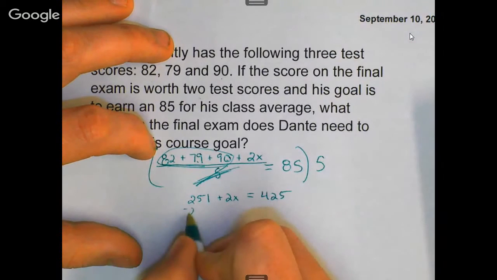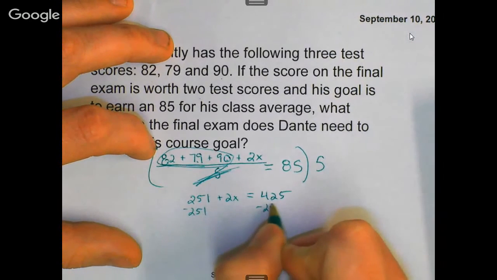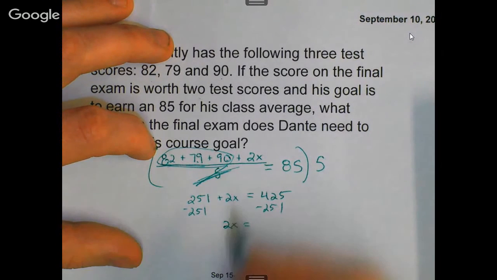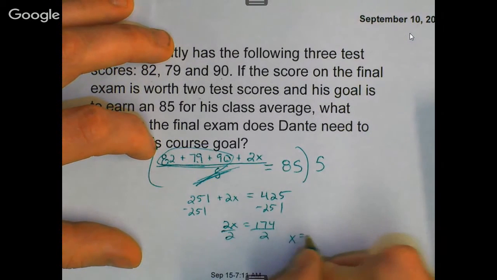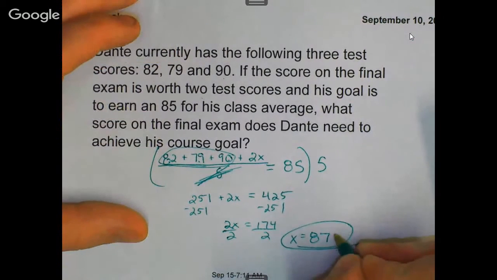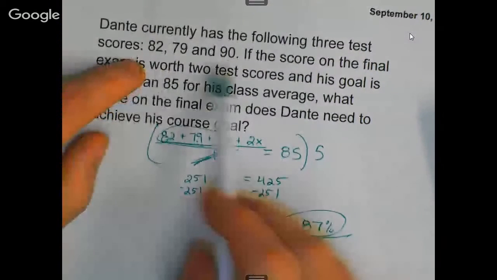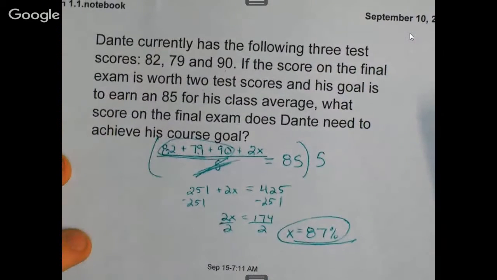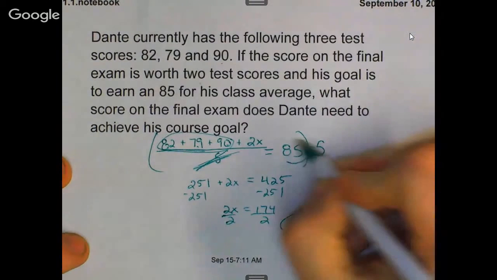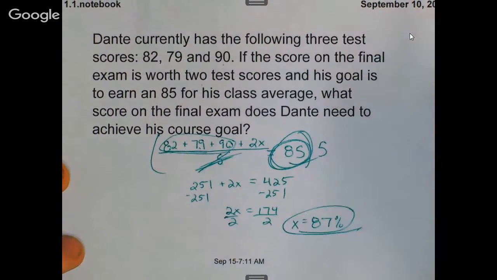Now minus 251, 2x equals 174, divide by 2, and x equals 87. He needs to get an 87, we'll say percent, let's say those were percent. He needs an 87 on this final to earn his 85 or his B in the class.